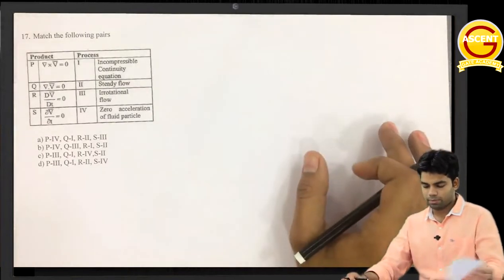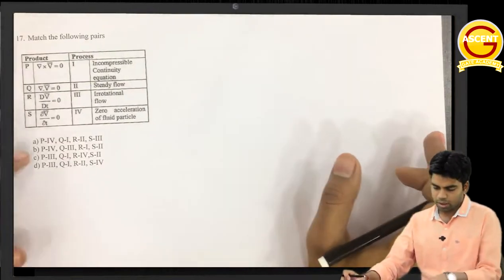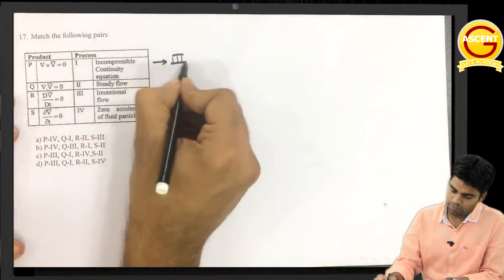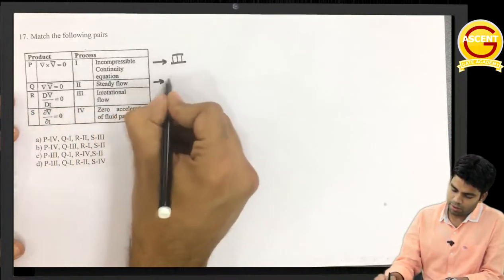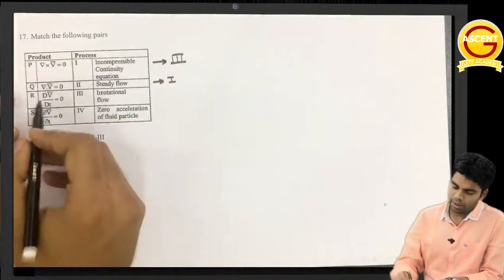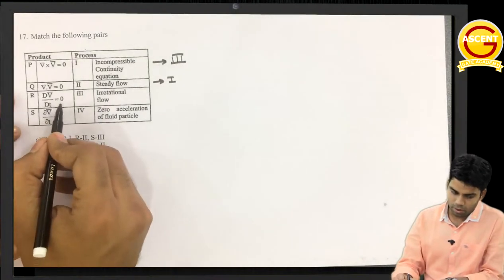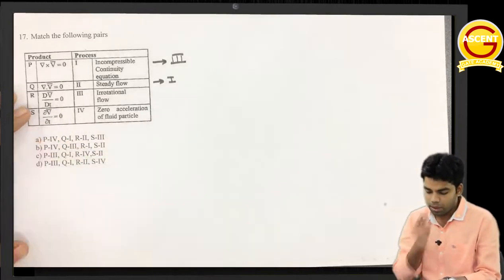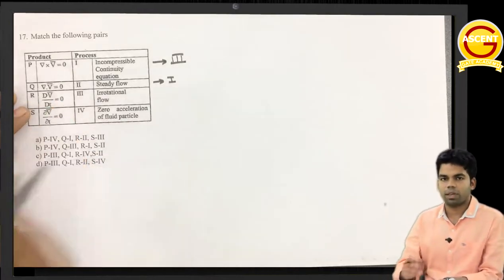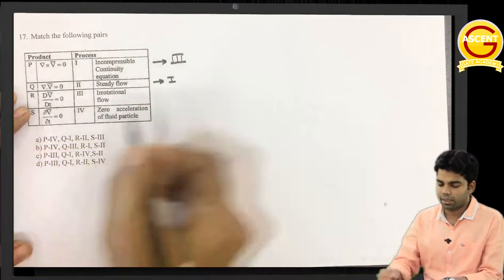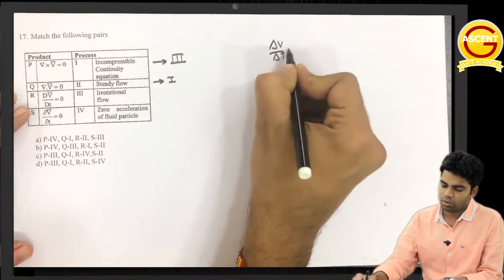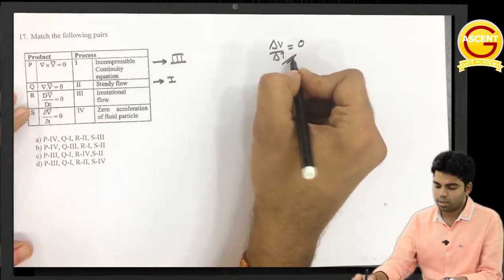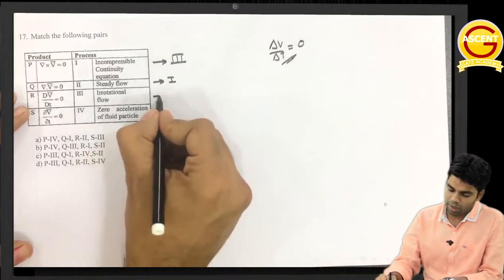Match the following pairs. First, the curl of the velocity vector is 0. This is for irrotational flow, as I told you. Divergence is 0 for incompressible flow, again I told you. Then dV by dt is equal to 0, and this is for a zero acceleration fluid particle, because velocity is not changing with respect to time. That means del V by del t is constant, equal to 0. So this is for a zero acceleration fluid particle.